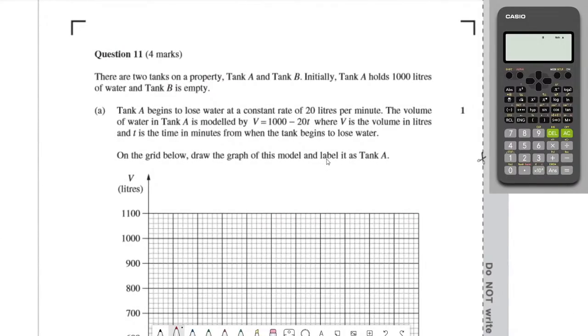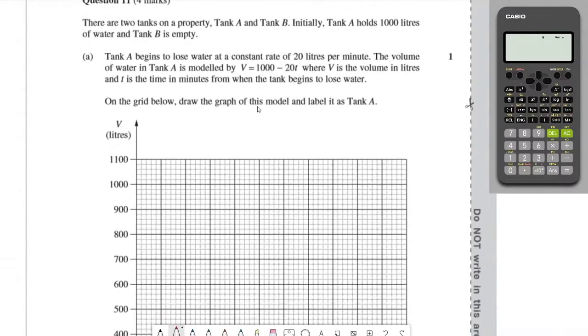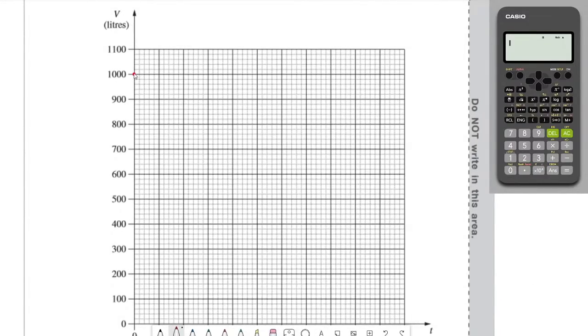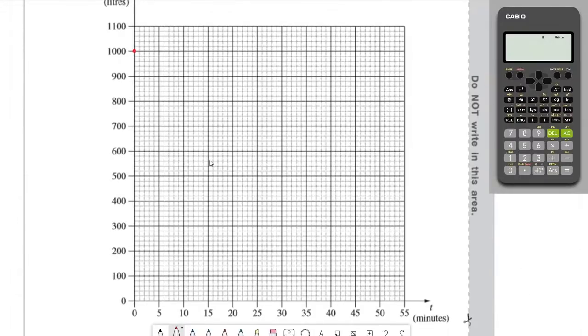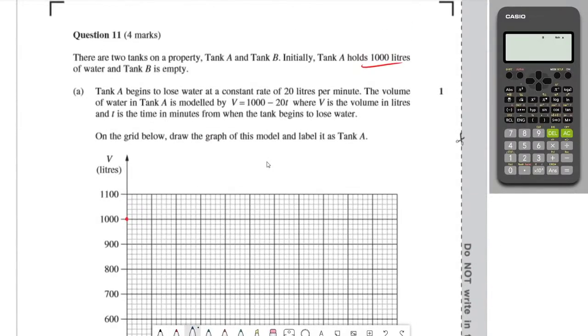Anyway, enough of the giggles. Let's do the next bit. So there are 2 tanks on the property, tank A and tank B. Initially, tank A holds 1,000 liters of water and tank B is empty. I'm guessing we have to plot these, so we can do that straight up. Initially, A has 1,000, so A is up here. And the other one is initially empty, so we can put that point there. Initially just basically means when the time is 0.